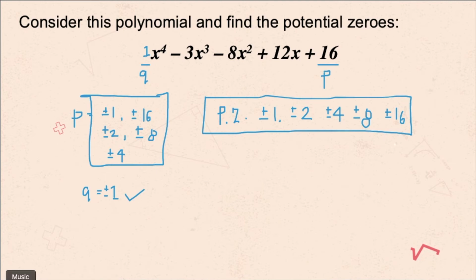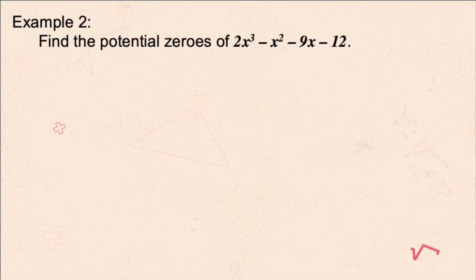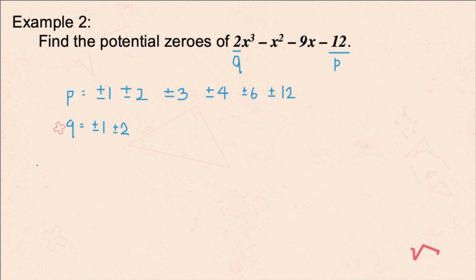Let's have another. Find the potential zeros of 2x cubed minus x squared minus 9x minus 12. Okay, so let's start first with listing the factors of 12, which is your p. Now your p here is negative 12, and then your q here is 2. So we'll start by listing the factors of 12, and those are positive negative 1, 2, 3, 4, 6, and 12. So these are the factors of p. Now let's have q. Your q in the given is 2. So the factors of 2 are positive negative 1 and positive negative 2.